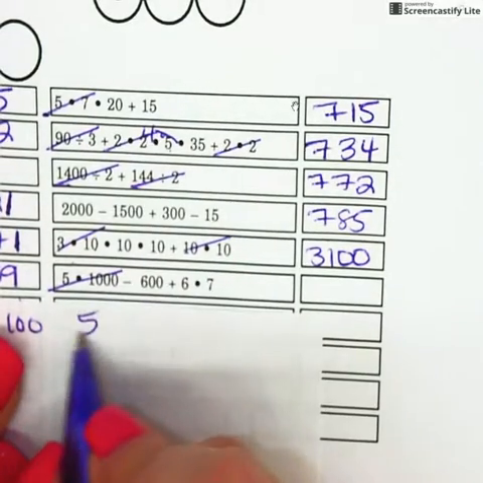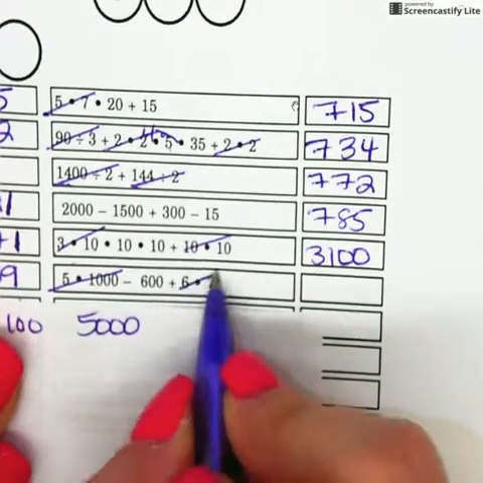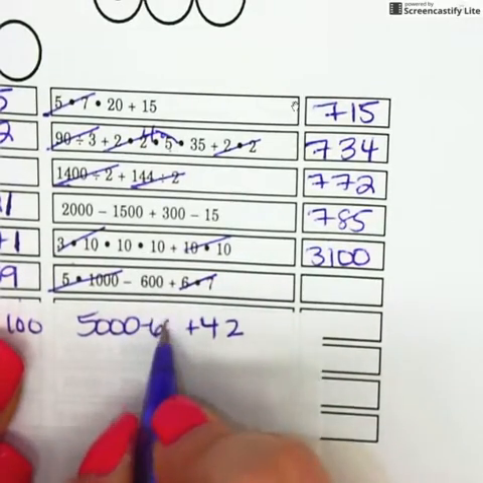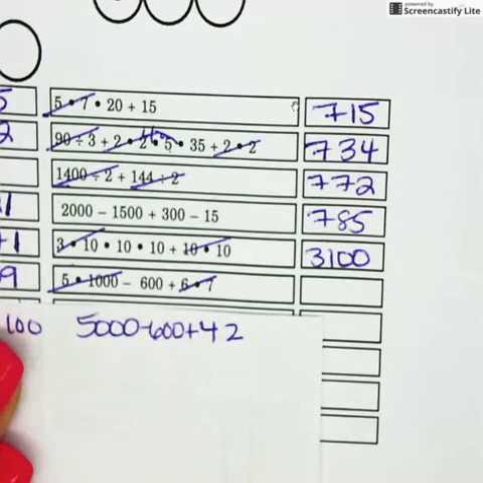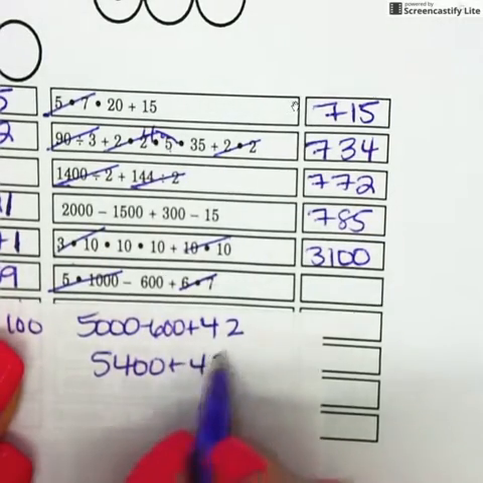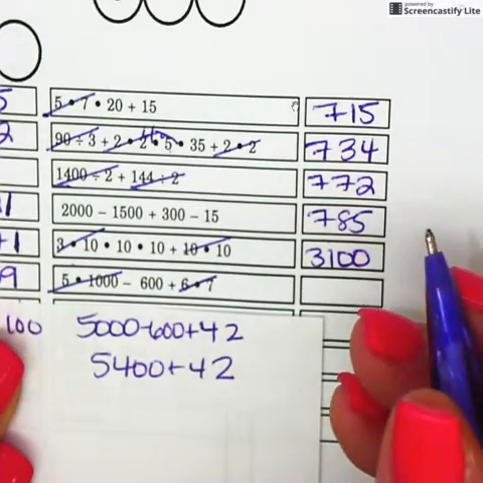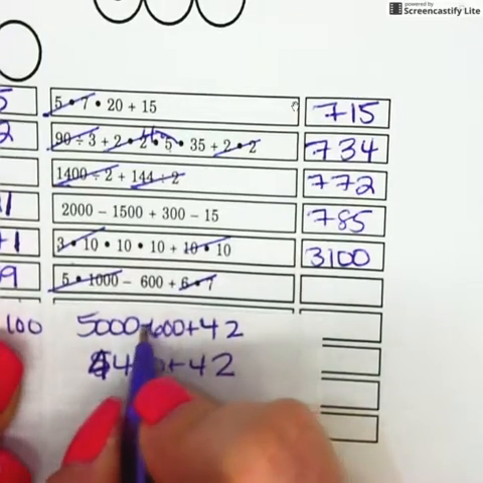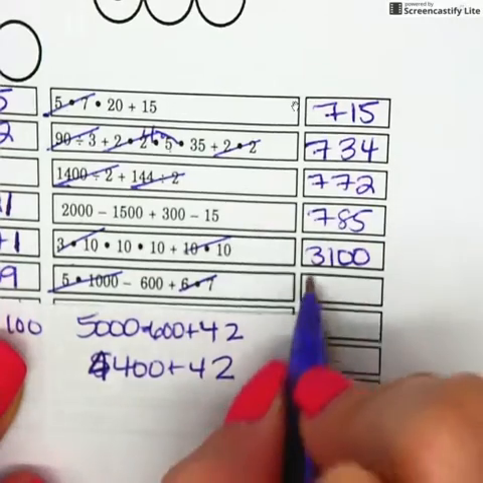5 times 1,000 is 5,000. 6 times 7 is 42. 5,000 minus 600 is 5,400, plus 42 is 54. I'm sorry, 4,400. So minus is 4,442.